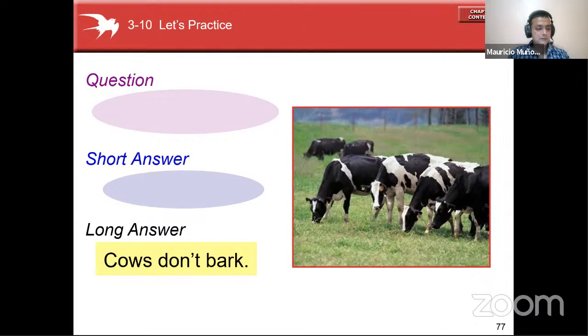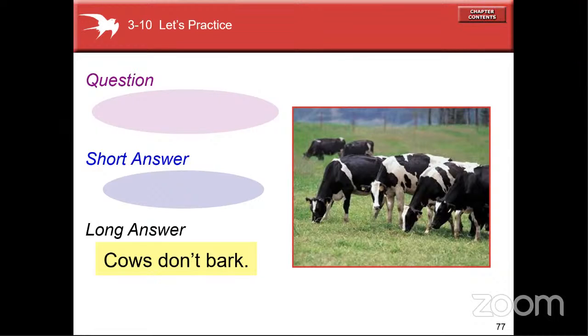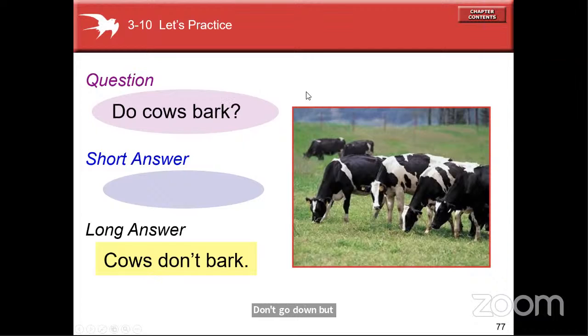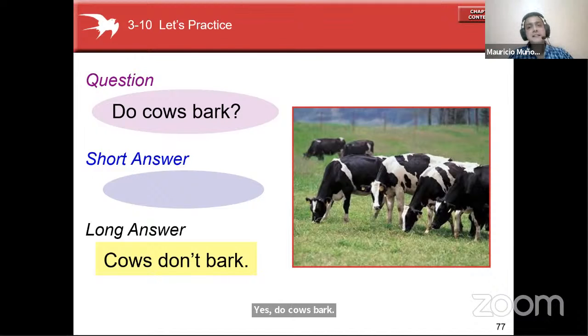Do cows bark? Okay, let's see it. Yes. Do cows bark? Bark means ladrar. Las vacas ladran. Do cows bark? What is the answer?